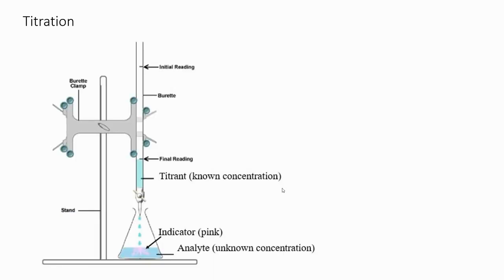So what we're going to do is the old-fashioned way. We're going to use a burette. You have used a burette before. We figure out how much initially we have.